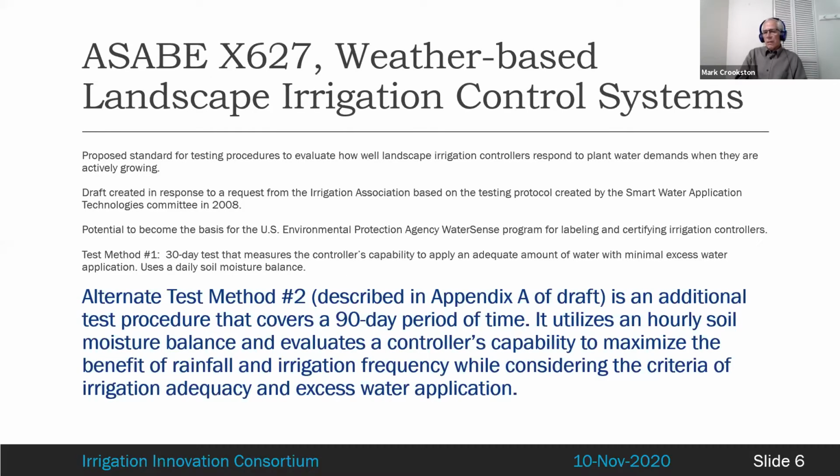The current version of ASABE X627 includes both the original 2008 testing protocol, now referred to as test method number 1. It was created by the Irrigation Association Smart Water Application Technologies, or SWAT committee, along with now a proposed new alternative test method number 2. Test method number 2 was utilized in this 2019 testing of the Irrigation Innovation Consortium, whereas test method 1 is the original one utilized by EPA in their WaterSense certification.